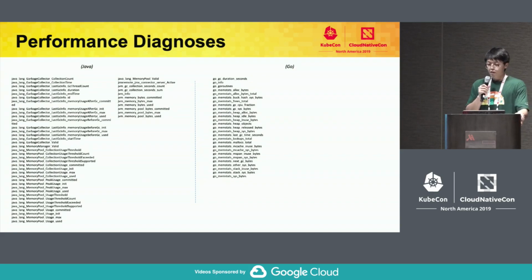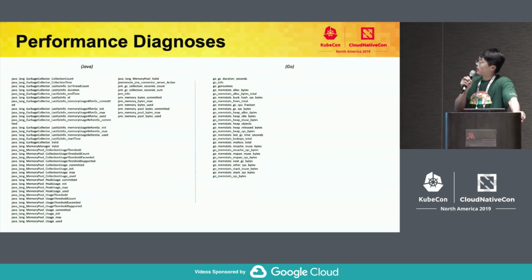As for performance, the second one is performance diagnosis. So I listed the Prometheus metrics on the screen. On the left is the Prometheus JMX exporter. As you can see, obviously the number of metrics for Java is more than for Go. But let's compare the supported Prometheus metrics on the runtime.